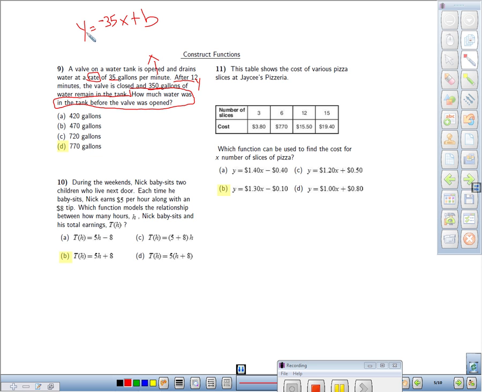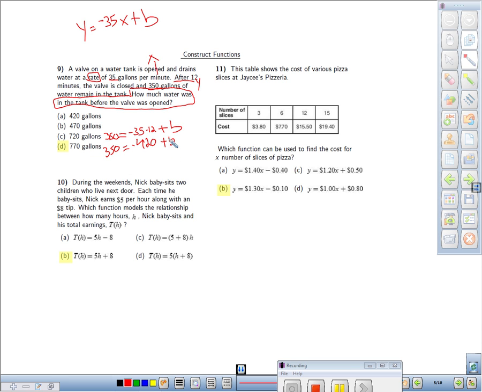So I don't know my starting point, so b remains. I do know that I have 35 gallons lost per minute, and in this case, I know 12 minutes passed, so times 12. I know that after all of that is said and done, I'll have 350 gallons left. So let's work this out and solve for b. Well, I know that negative 35 times 12 is a negative 420, plus our unknown b should equal 350.